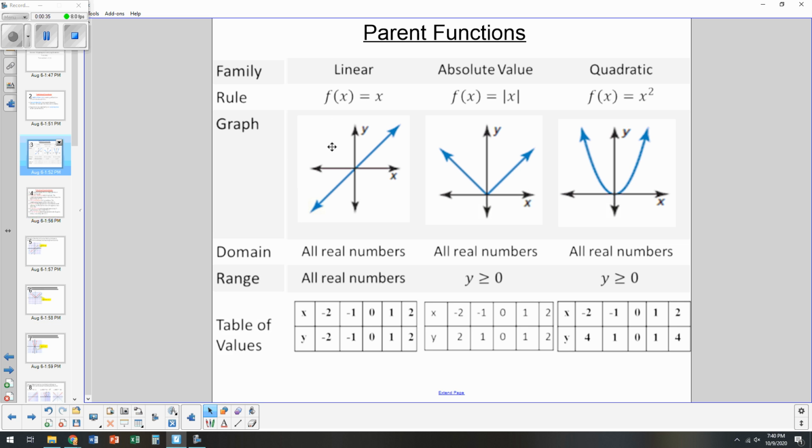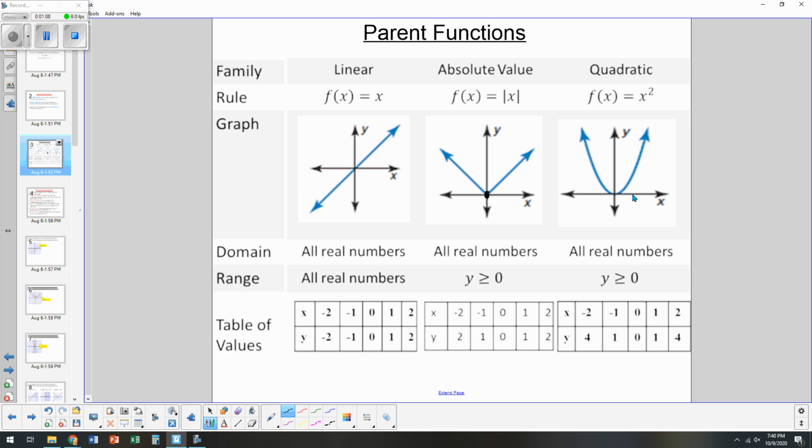We have the linear family. The most basic one is f of x equals x, or y equals x. Domain is all real numbers, range is all real numbers, and this would be the table of values for a linear function. An absolute value function is a type of piecewise function. The parent function is f of x equals the absolute value of x. The domain is all real numbers, and the range is y is greater than or equal to 0. You notice that we have the point here at 0, 0, so everything is going above that, y is greater than or equal to 0.